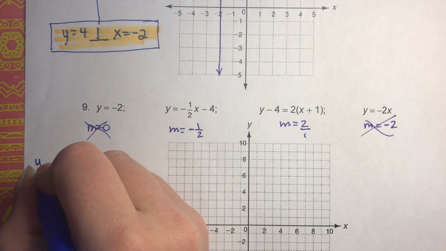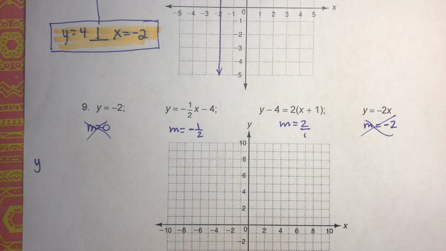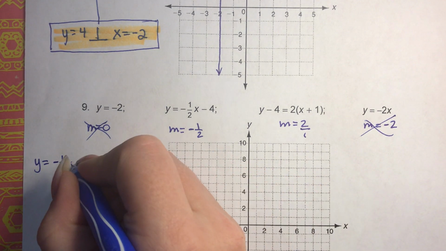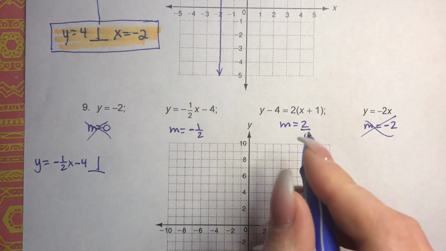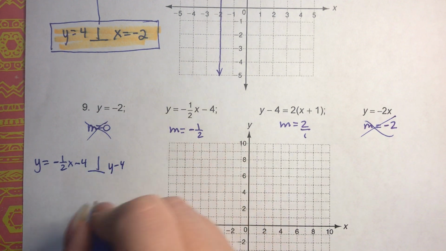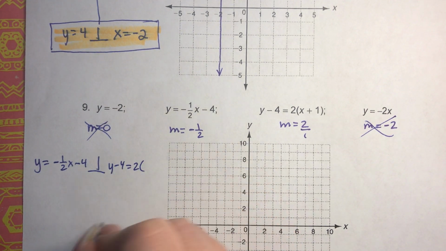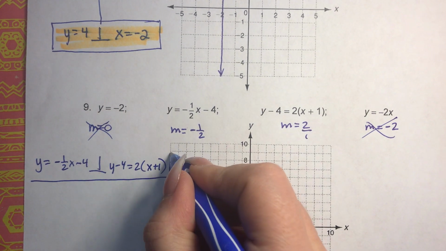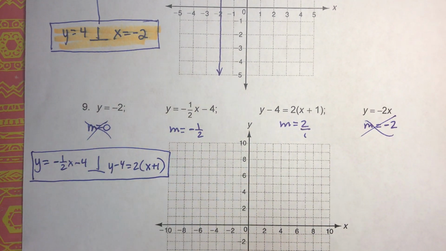So we would say y equals negative 1/2 x minus 4 is perpendicular to y minus 4 equals 2 multiplied by the quantity x plus 1. All right, there is our answer. Now we just go ahead and graph.